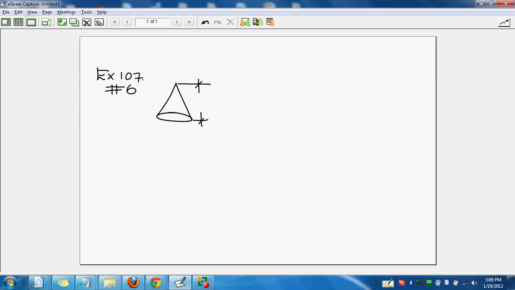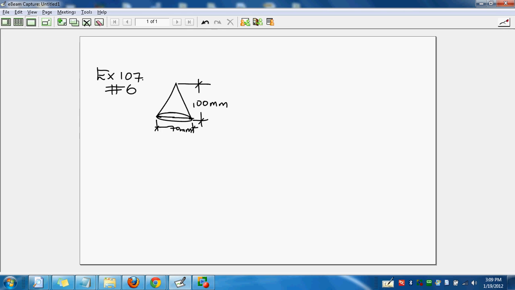So r here would be 35 millimeters. So pi was 3.142. R is 35 millimeters, but we have to square it, so we put our squared sign, and then h will be altitude. So our altitude will be 100 millimeters. So that calculation will give us our volume.